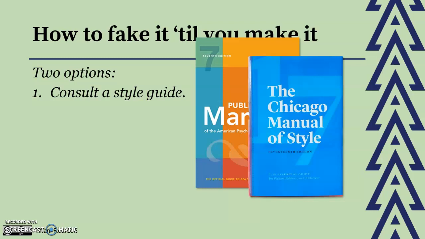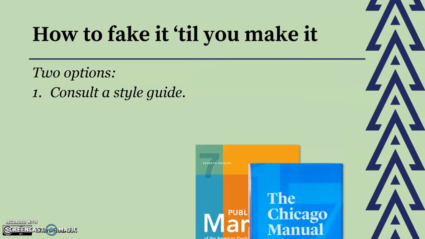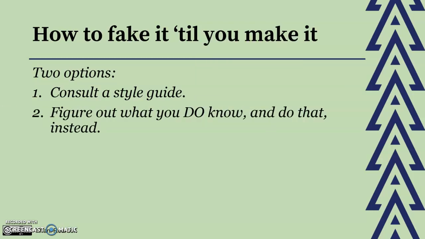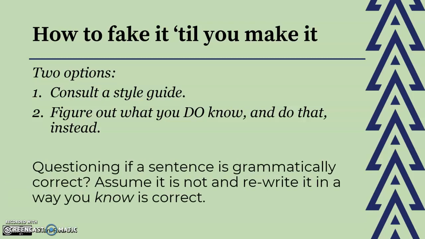And does your organization you're working for use APA, or do they use MLA? Do they use CSE? Do they use Chicago? Do they use Turabian? What do they use? If you aren't entirely sure and you don't have access very quickly to a style guide, one thing that you can do is totally fake it. Figure out what it is you do know. What rules are you sure you have down? And then follow those instead. So if you aren't sure if a sentence is grammatically correct, assume it's not. Then rewrite it in a way that you absolutely know is correct.